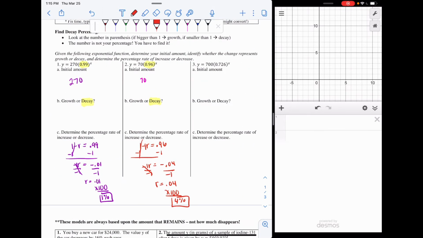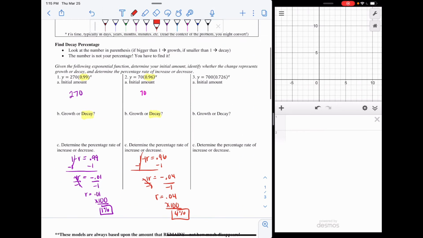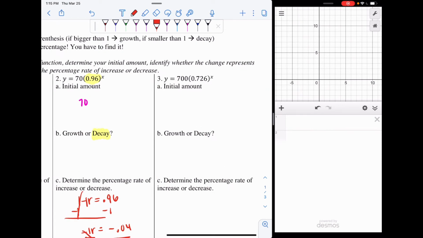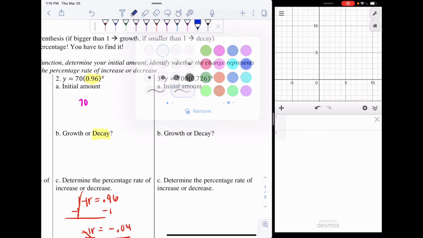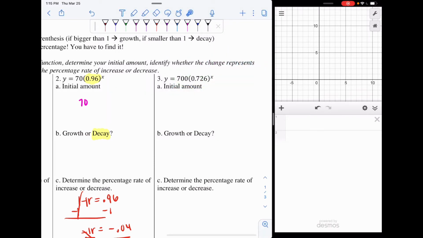Let's go into our final example. y equals 700 times 0.726 to the x power. I have to ask myself, what's the initial amount? It's the number attached to my parenthesis, so it's 700.